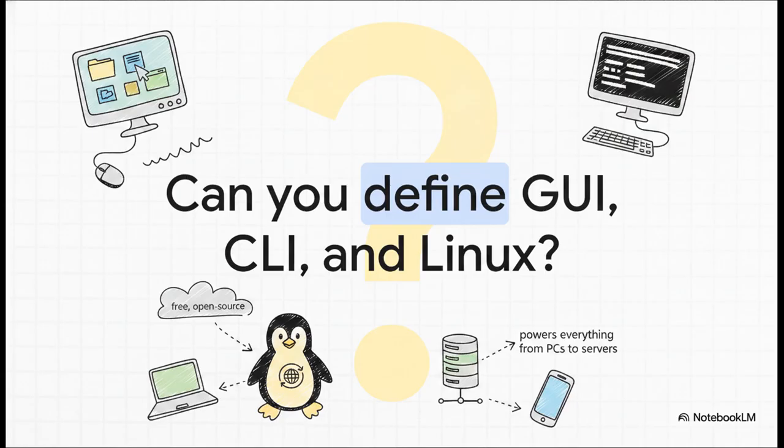Define GNU/Linux. Got 'em? All right, so GUI is your graphical, mouse-driven, super easy interface with all the icons. CLI is the keyboard-driven, lightning-fast interface that uses typed commands. And GNU/Linux is the free, open-source operating system powering everything from your PC to global servers.